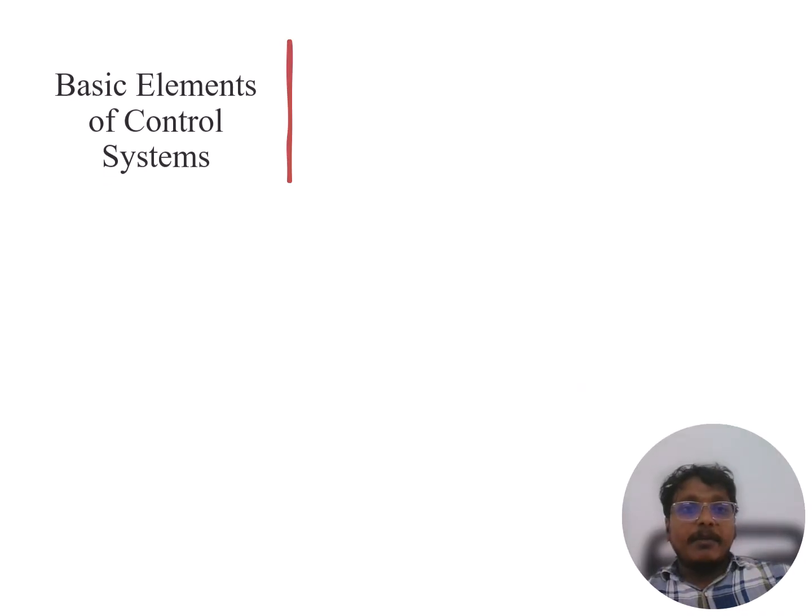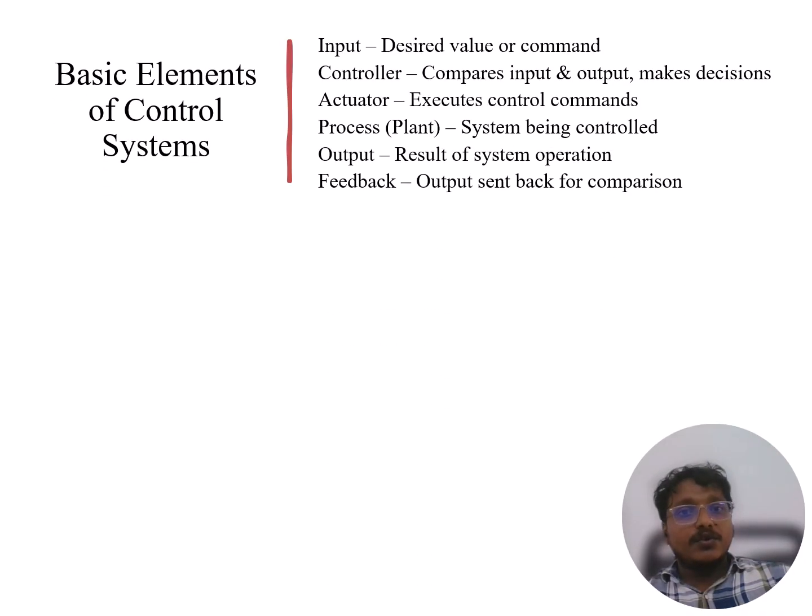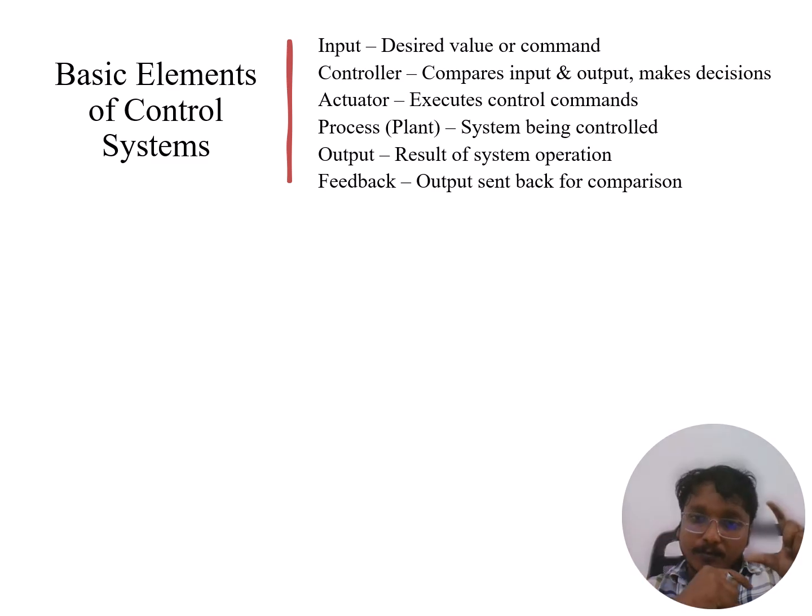So the basic elements of the control system: first, as I said, the input will be there, which has a desired value or a command value. After that, a controller will be there. A controller is a device which can compare both the input value and the desired value, what we want the output to be, and it also takes decisions on which switch needs to be turned on or off, which switch needs to be controlled and which does not.